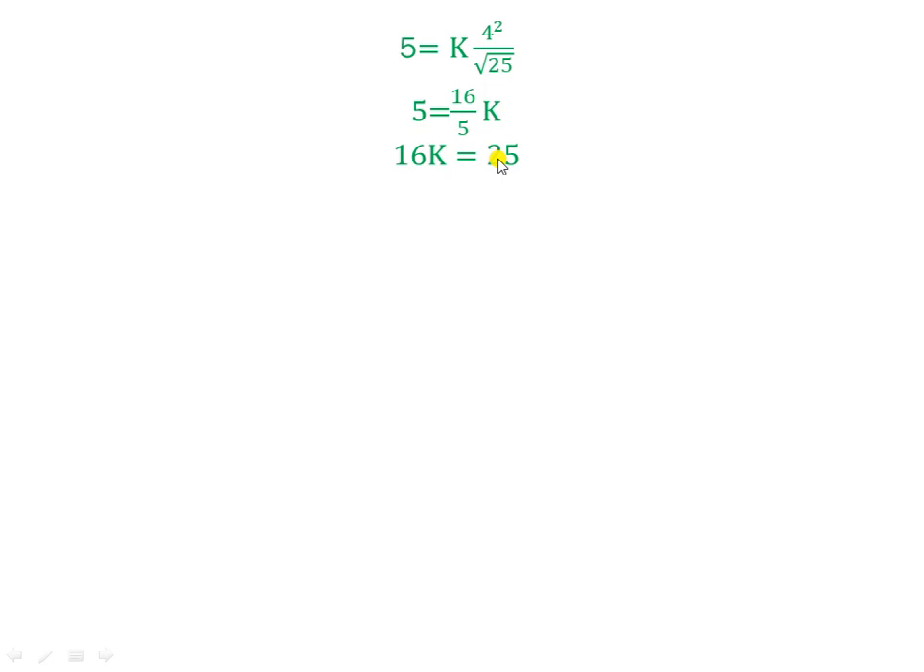5 by 5 will give you 25. So you have 16k is equals to 25. Then by dividing through by 16, our k will be 25 out of 16. And if you press this in your calculator, it gives you 1.5625.